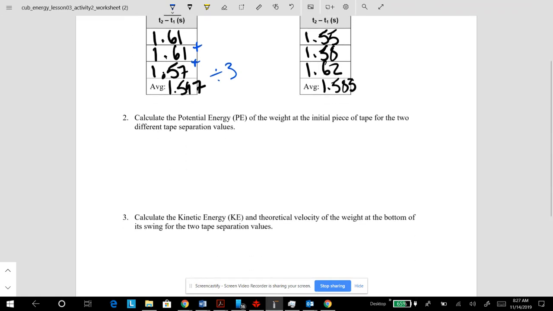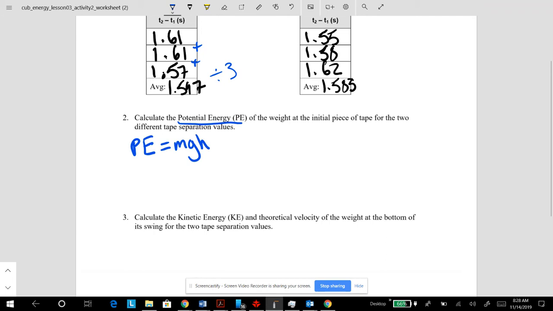So the first part asks you to calculate potential energy of the weight at its initial position at the tape. So you have to solve it for 2 different positions. The first one's that the tape is 50 centimeters apart. The second one is 80 centimeters apart, right? So there's 2 different problems that we're trying to solve within there. So potential energy is going to equal mass times gravity times height.